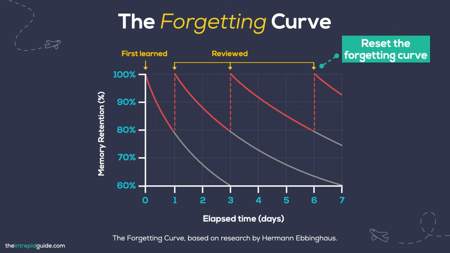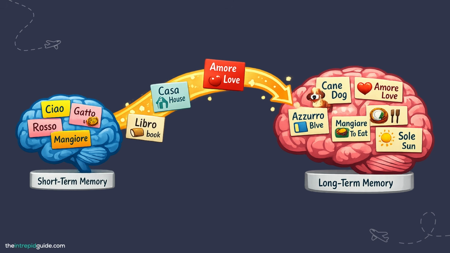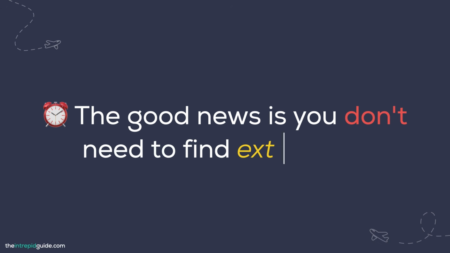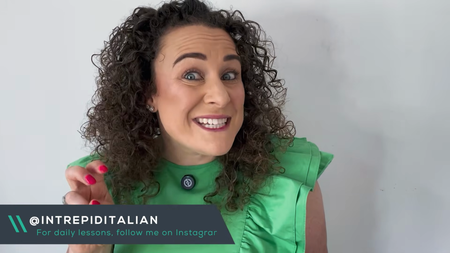And you remember what you've learned for a little bit longer. You hold on to it. Now, if you keep coming back at regular intervals, it moves from your short-term memory into your long-term memory. And this is where fluency is built. Now, the good news is that you don't need to find extra time. You just need to use the time that you already have, the so-called dead time.